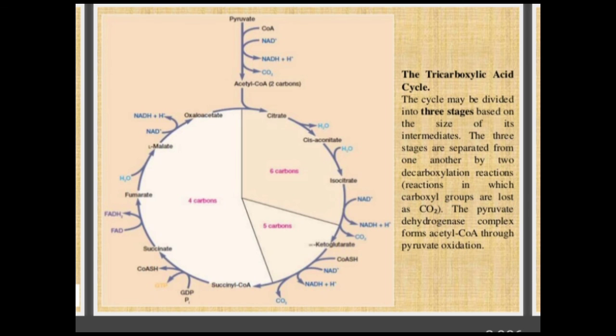The tricarboxylic acid cycle may be divided into 3 stages based on the size of its intermediates. The 3 stages are separated from one another by 2 decarboxylation reactions, in which carboxyl groups are lost as CO2. The pyruvate dehydrogenase complex forms acetyl CoA through pyruvate oxidation.